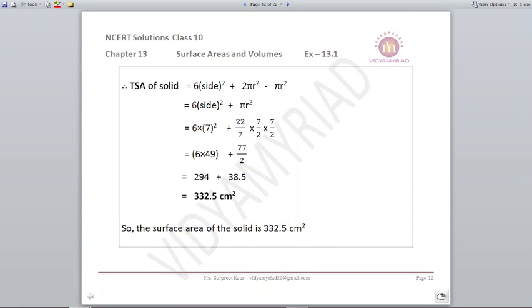It becomes 6 side square plus 2 pi r square minus pi r square, which is 6 side square plus pi r square. We know the side is 7, so 6 into 7 into 7 plus 22 upon 7 into 7 upon 2 into 7 upon 2. On solving this, you get 332.5 centimeter square. This will be the surface area of the solid.